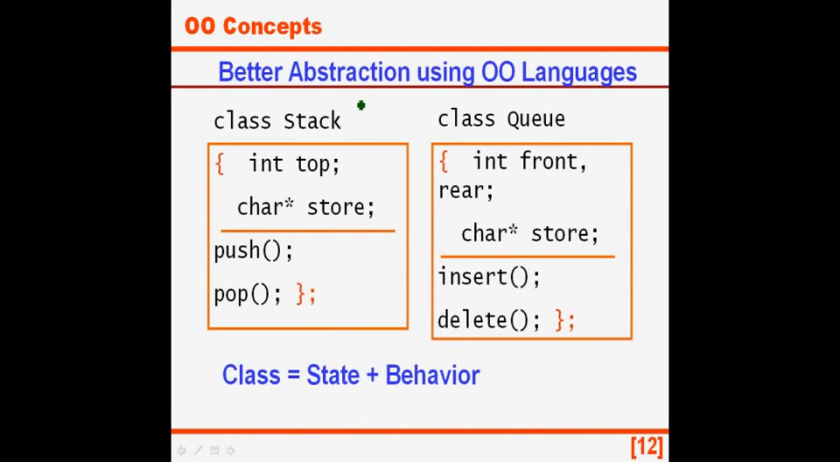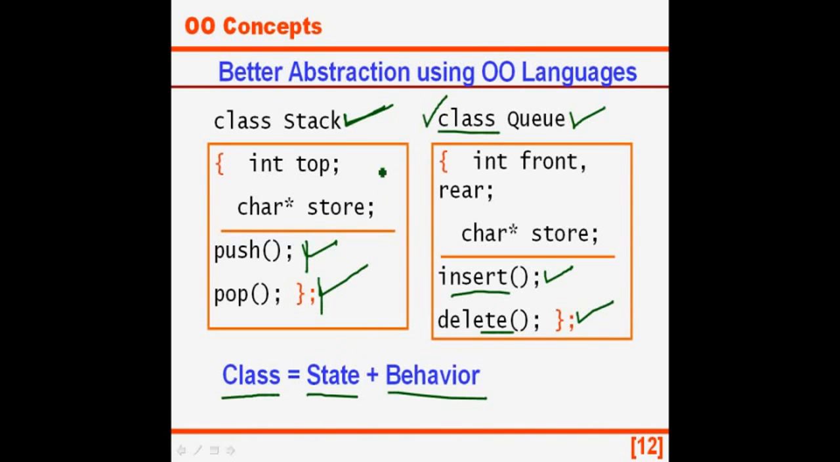Let us see how we can get better abstraction using an object-oriented language. Here we see a stack where the pop and the push functions have been pushed into the class, and similarly the insert and the delete functions of the queue are pushed into the envelope of the class queue. Now, with this information, the compiler knows that these two functions belong explicitly to stack and that the insert and the delete function belong explicitly to the queue ADT. Now, if I try to use the insert on a stack or a push on a queue, the compiler can give an error. So we say that a class is the definition of the state and the behavior.